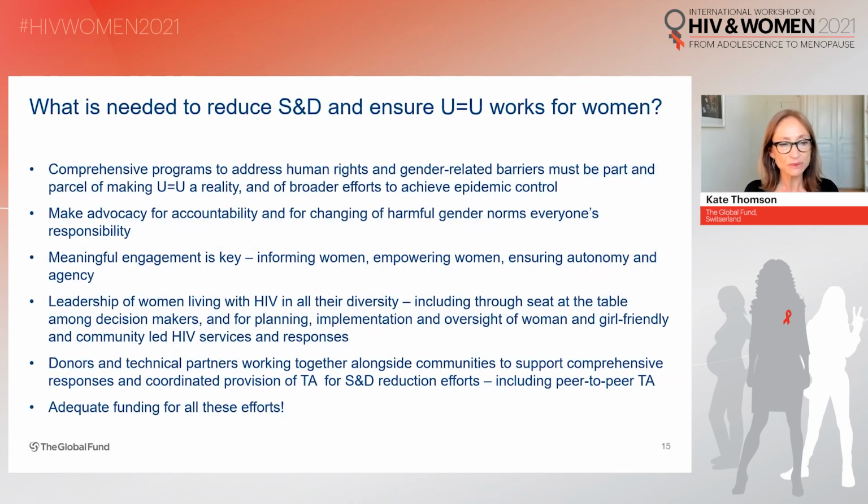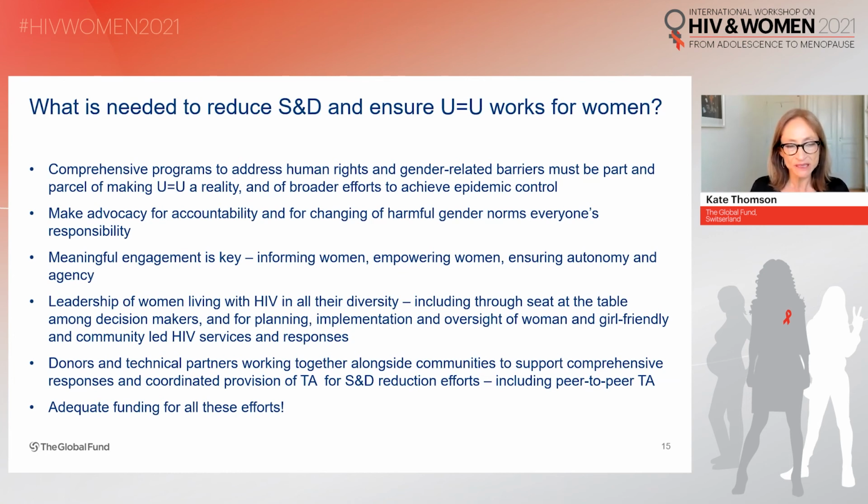So I just wanted to end with a few thoughts on some of the things that need to happen to reduce stigma and discrimination amongst women living with HIV or vulnerable to HIV, and to ensure that U equals U becomes a reality for all of us living with HIV. So, firstly, comprehensive programs to address human rights and gender-related barriers must be part and parcel of making U equals U a reality. And they must be part and parcel of broader efforts to achieve epidemic control.